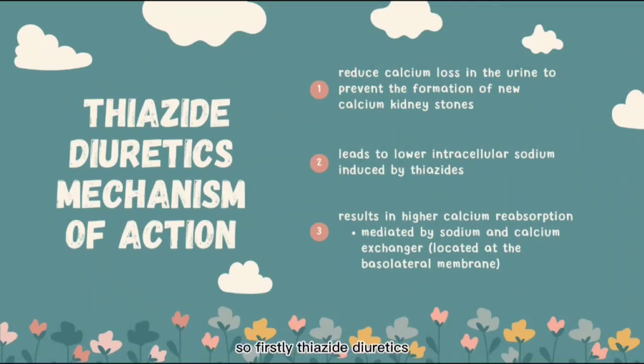Next is the thiazide diuretics mechanism of action. Firstly, thiazide diuretics will reduce calcium loss in the urine to prevent the formation of new calcium kidney stones. Then it will lead to lower intracellular sodium induced by thiazides, which will result in higher calcium reabsorption that is mediated by the sodium-calcium exchanger, which is located at the basolateral membrane.